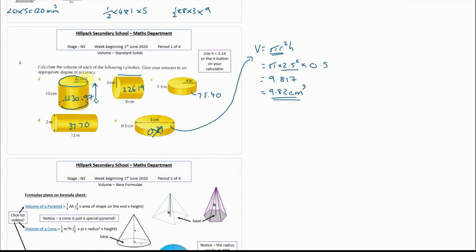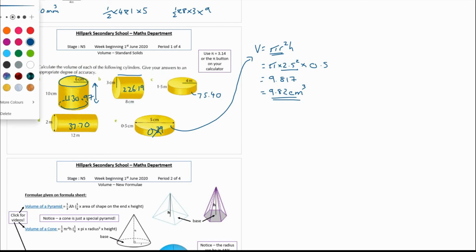Cylinders, again, we just talked about that. Pi r squared h. The last one seemed to be wrong in the answers. It should be 9.82. Don't forget again, still centimeters cubed. The only thing I'd like to add to this is that when you're using pi as 3.14, they do that in the non-calculator paper to multiply decimals. So it's just a quick reminder of multiplying decimals.